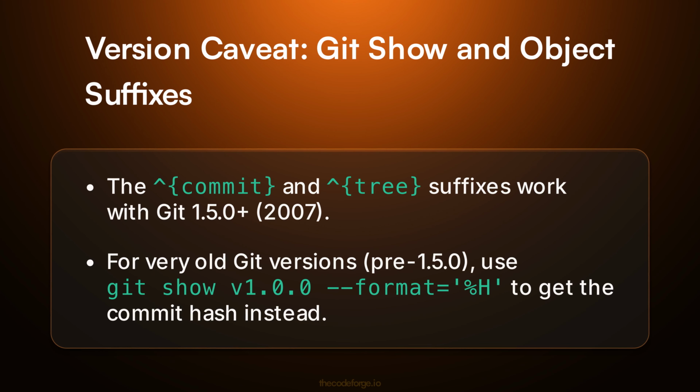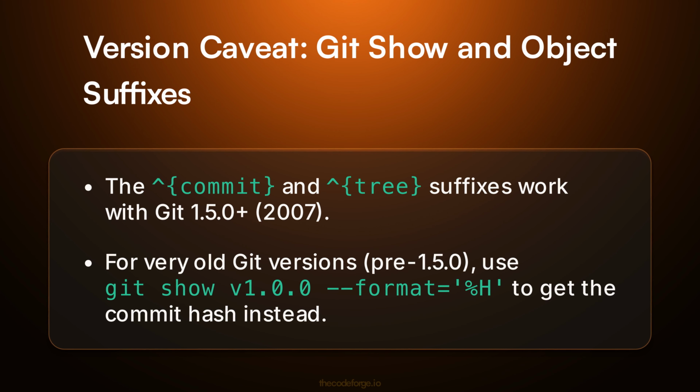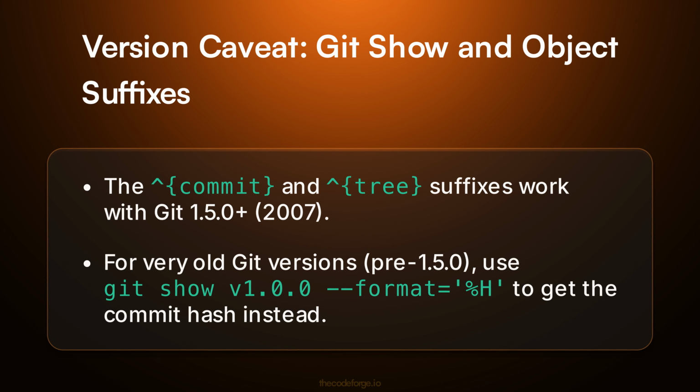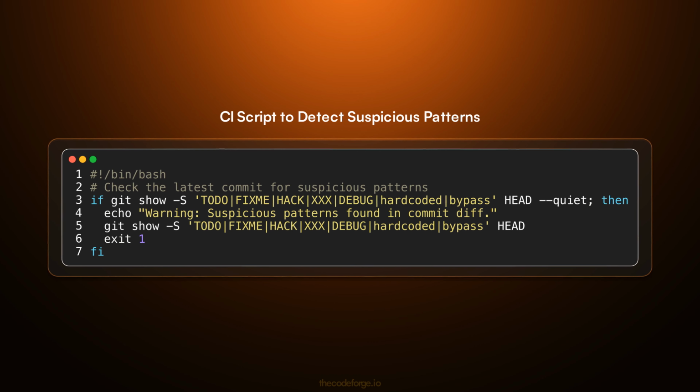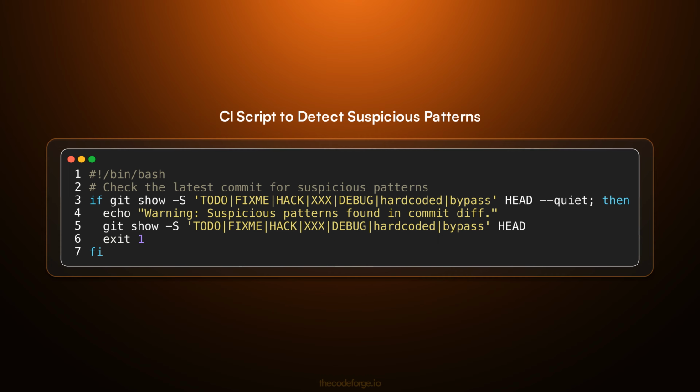The ^{commit} and ^{tree} suffixes work with Git 1.5.0 plus, 2007. For very old Git versions, pre-1.5.0, use git show v1.0.0 --format=%h to get the commit hash instead. The article mentions using git show -S in CI but doesn't provide a concrete script. Here's a robust CI check that flags commits containing patterns like TODO, FIXME, or hard-coded in the diff.